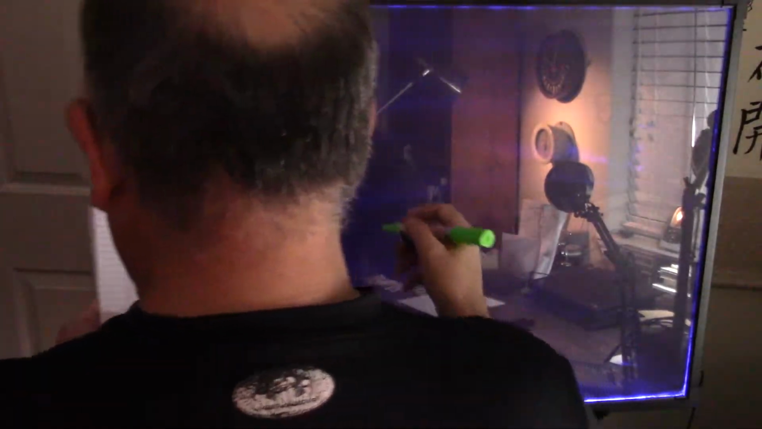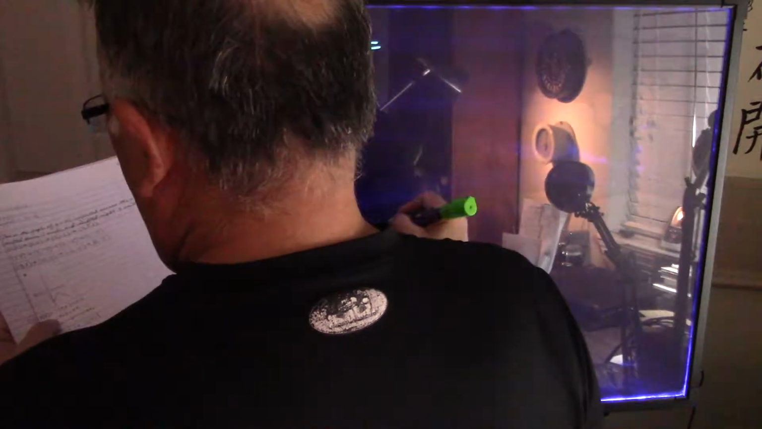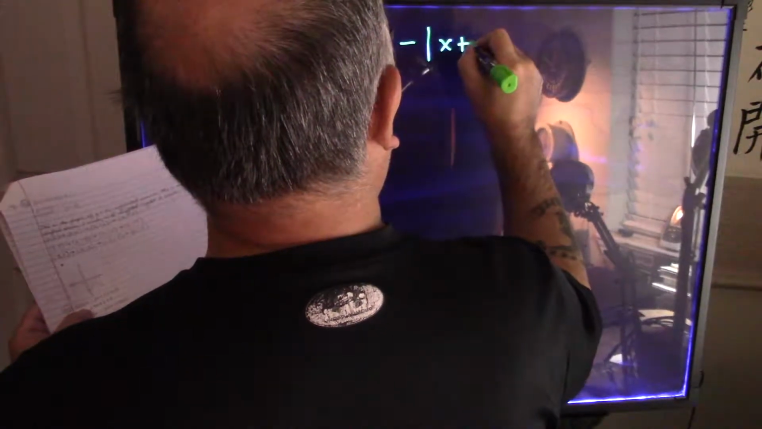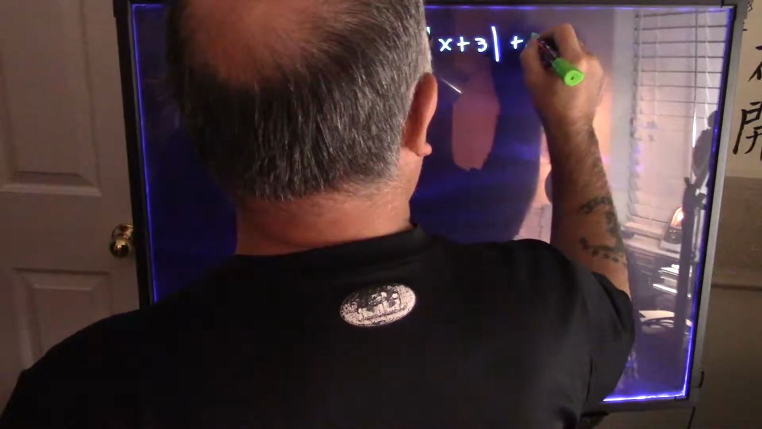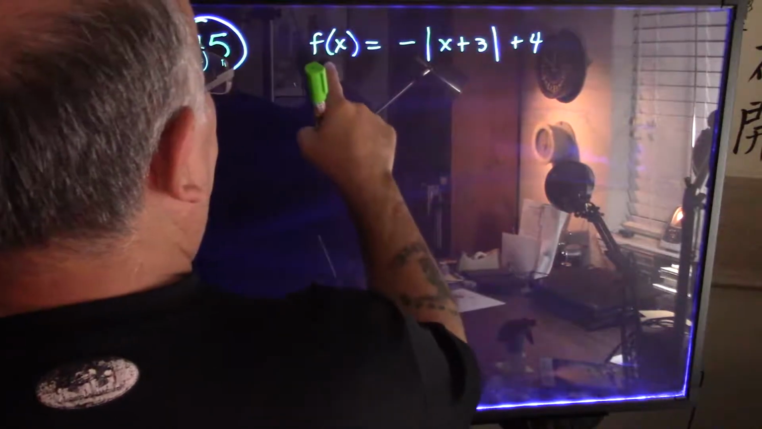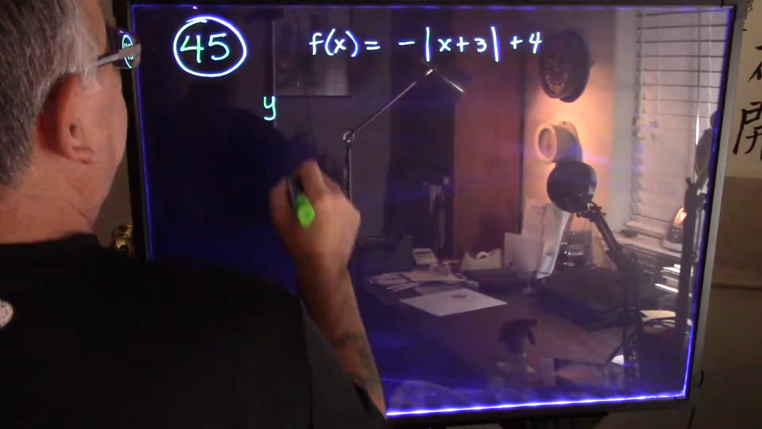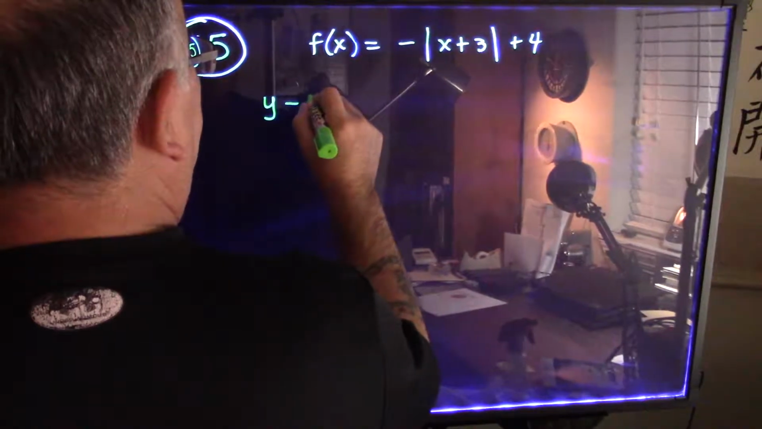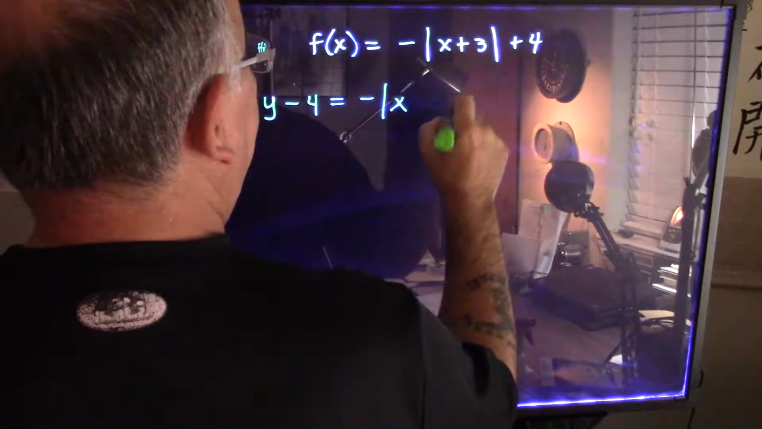Number 45. We have f of x equals negative absolute value x plus 3 plus 4. Okay, so I'm going to call that y equals f of x. Alright, so I've got y. And then I'm going to subtract 4 from both sides, so you've got y minus 4 equals negative absolute value, and I'm going to write that as x minus a negative 3.